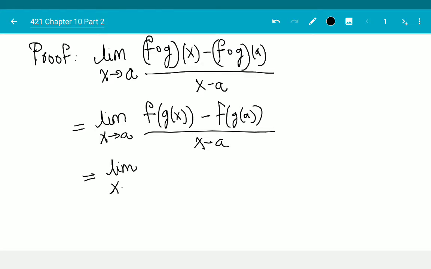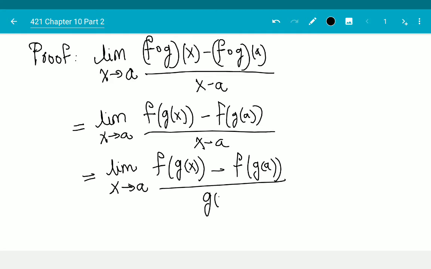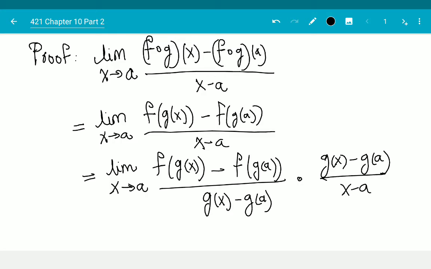I want to eventually get it in terms of g' of a and f' at g of a, right? So I'm going to multiply and divide: f of g of x minus f of g of a over g of x minus g of a, multiplied by g of x minus g of a over x minus a, right? I'm multiplying and dividing by the same term, which is g of x minus g of a.